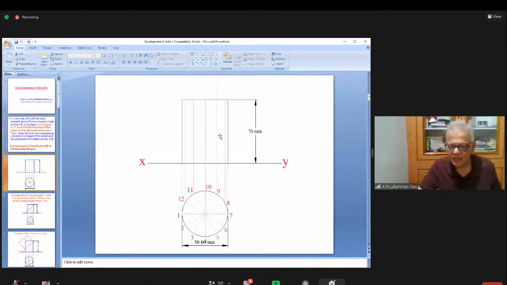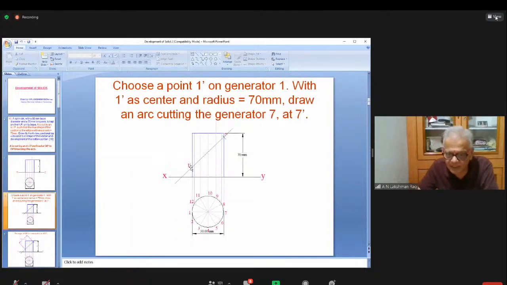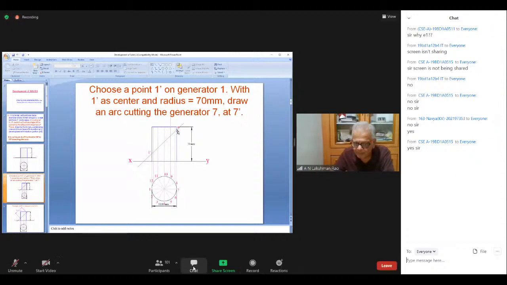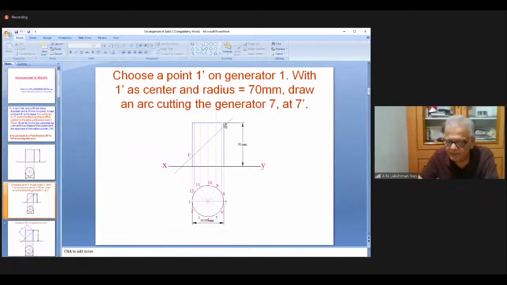So what do I do? 70 mm I have to mark on the section plane. This is my section plane. On this I have to mark 70. How do I mark it? Last time also we have seen. Very near the top, you mark a point, 7 dash. It should be very near, please.